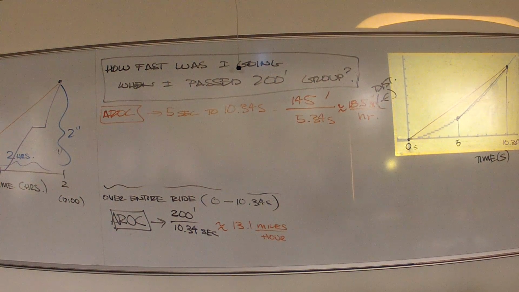We've answered on average how fast I went from 5 seconds to 10. But you see, I'm overestimating how fast I was going at 5, but I'm still underestimating how fast I was going at 10.34. So what should I do now? What do you think, to get a better estimate? Ben, go ahead, tell me.